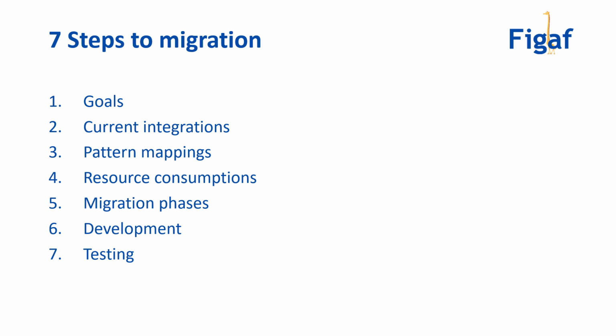Then you want to figure out how many resources this takes, and what the different phases in your migration are. Step 6 is the development, and step 7 is testing. So the first 4 steps are about understanding what's going on, and the last part is about delivering these things and how we actually do this migration.